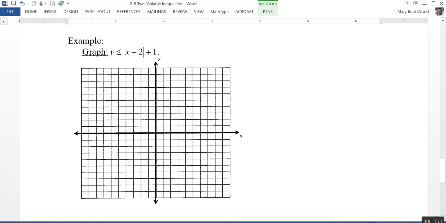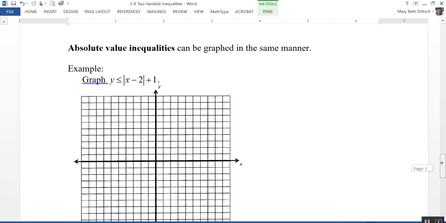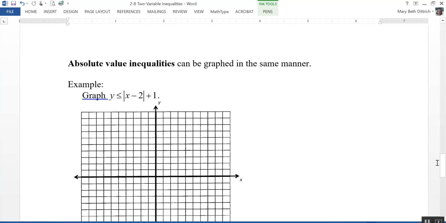Absolute value inequalities can be graphed in the same manner. So let's take a look at this example. Here I have y is less than or equal to the absolute value of x minus 2, plus 1. So let's go ahead and evaluate this. It's a less than or equal to, so it's going to be solid. And it's written in what looks like slope-intercept form, or similar to it. It's basically solved for y. So since it's a less than, it's going to be shaded below.